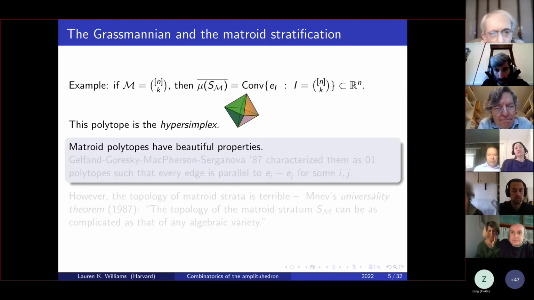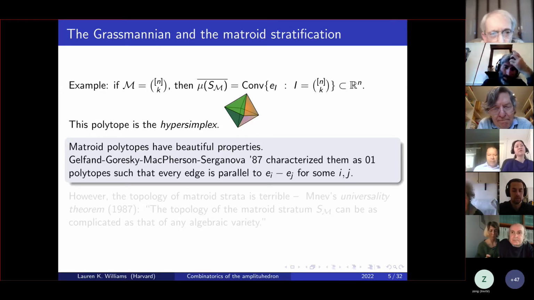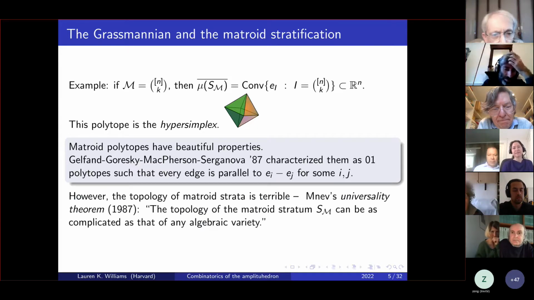Okay, so matroid polytopes have many beautiful properties. One notable fact is that they're the 0,1 polytopes such that every edge is parallel to e_i minus e_j for some i and j. So the matroid polytopes are very nice. On the other hand, the topology of the matroid strata is terrible. There's this famous universality theorem of Mnëv saying that the topology of the matroid strata can be as complicated as that of any algebraic variety.